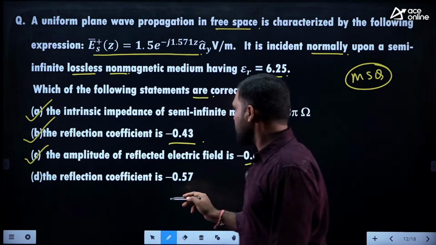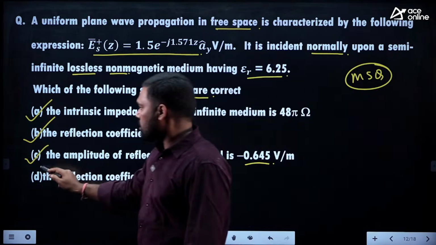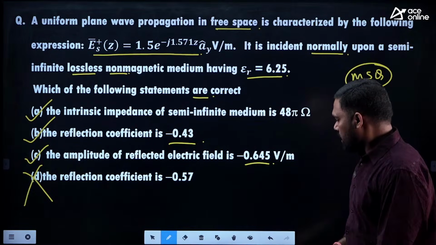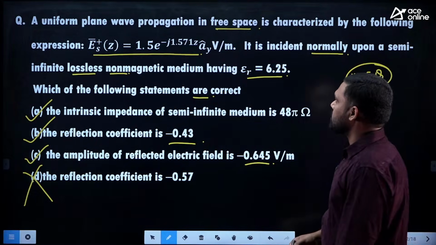The reflection coefficient is minus 0.7. So this is wrong. So A, B, C are correct. It is the MSQ. Clear, guys? Let us proceed further.